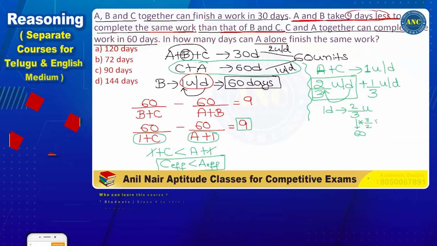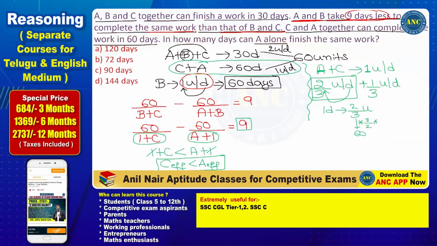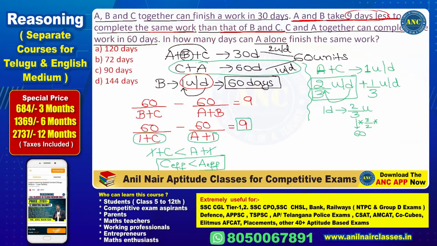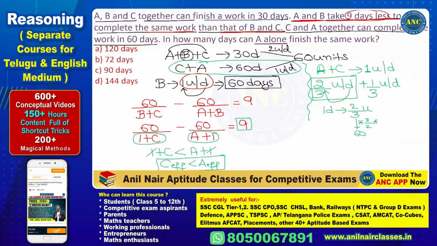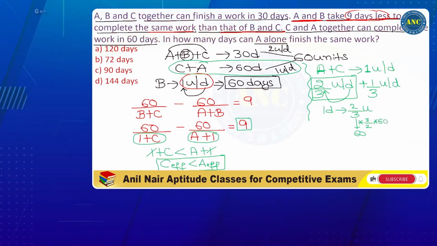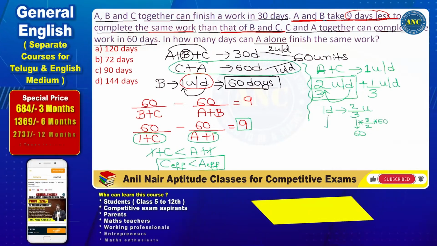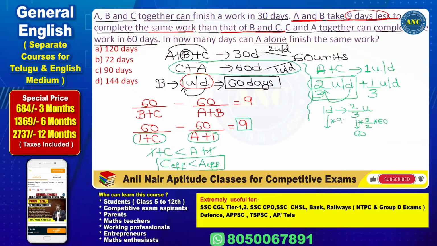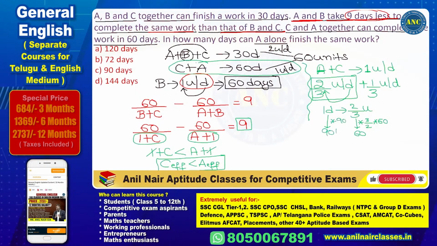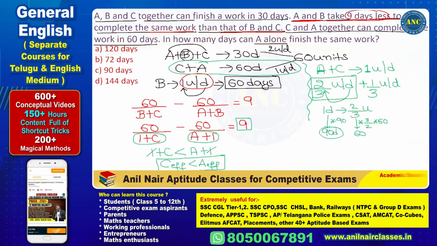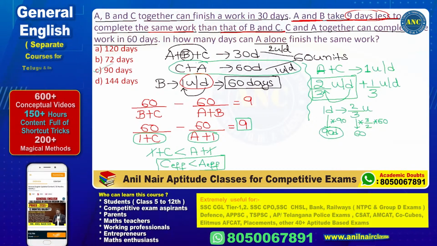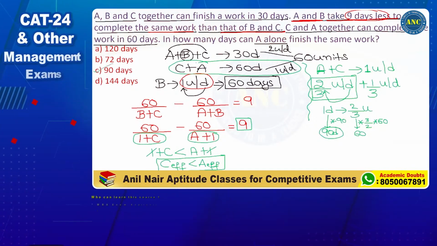Multiply by 3 by 2 initially. Why am I multiplying by 3 by 2? 2 by 3 into 3 by 2 is nothing but 1. But that 1 should become 60, so multiply by 60. Basically 180 by 2, you are multiplying by 90. That means if A is working alone, he will be taking 90 days to complete the task. That is the meaning of this question.